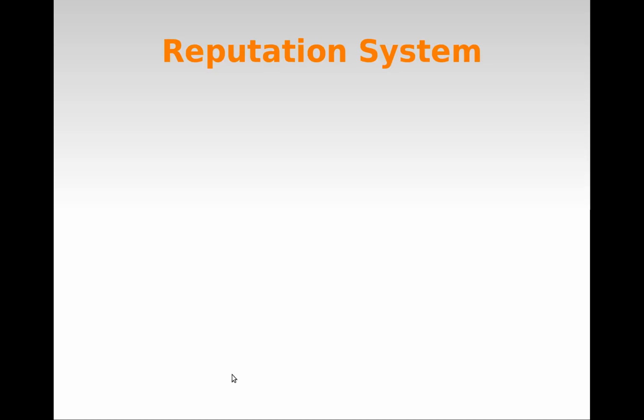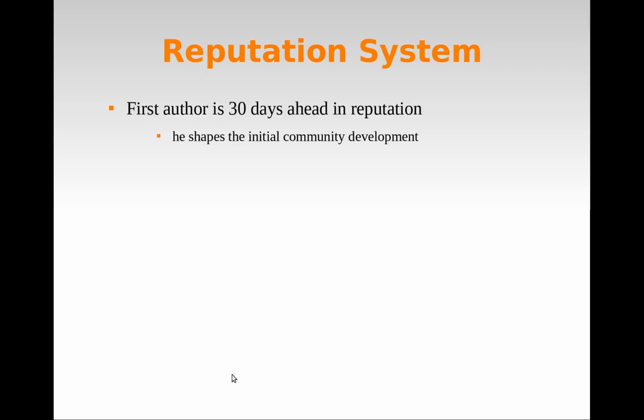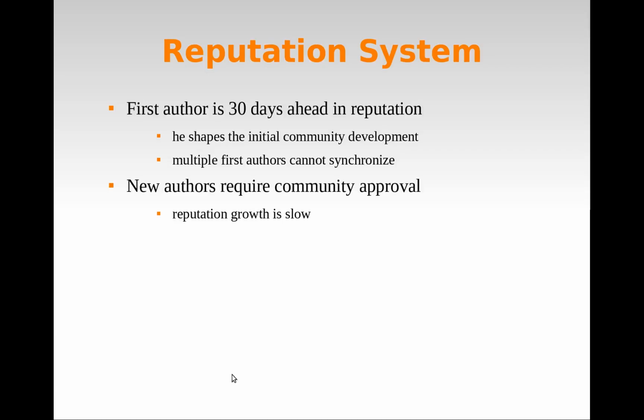Considerations about the reputation system of Freechains. The first author is 30 days ahead and shapes the initial chain culture. Also, it's only possible to have one first author per chain. Hosts that disagree can never synchronize that chain. New authors need initial approval in the community and grow their reputation slowly.